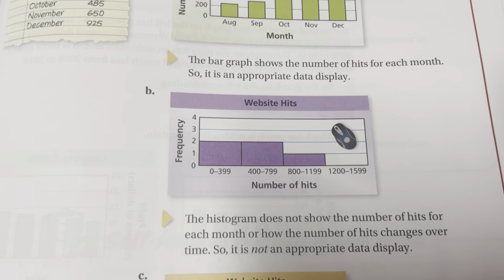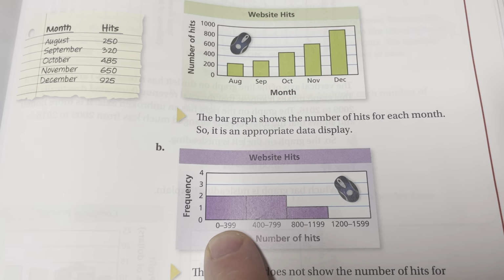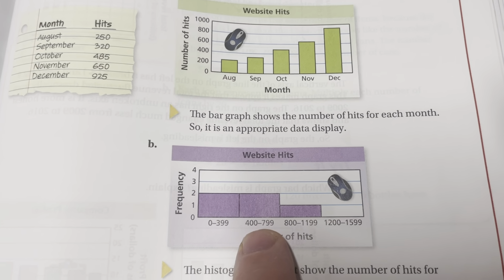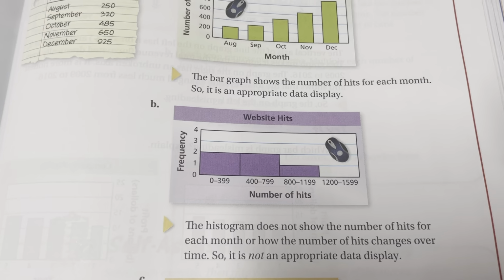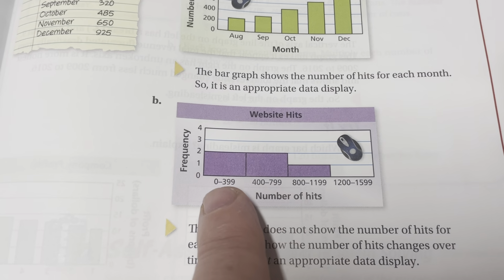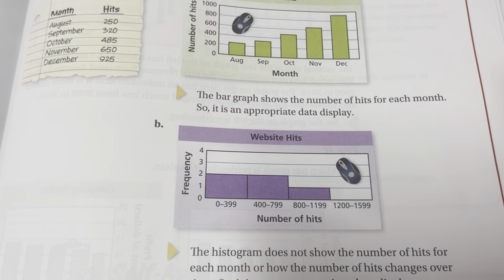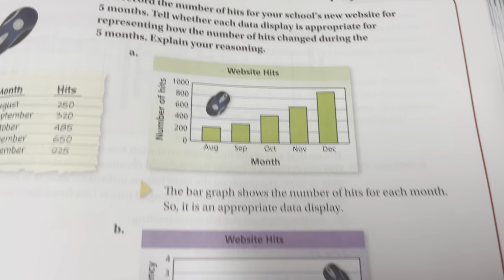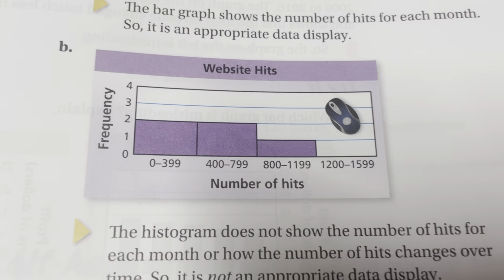Well, here we have a histogram where it shows the intervals, the number of hits: how many months was it between 0 and 399? How many months was it between 400 and 799 and so forth? Well, that would not really be an appropriate display, because even though we know there were 2 times that it was up to 400, we don't necessarily know from this data how many were in August, how many were in September, like we do here. So we don't know how many were in each individual month, so we would not want to use a histogram.